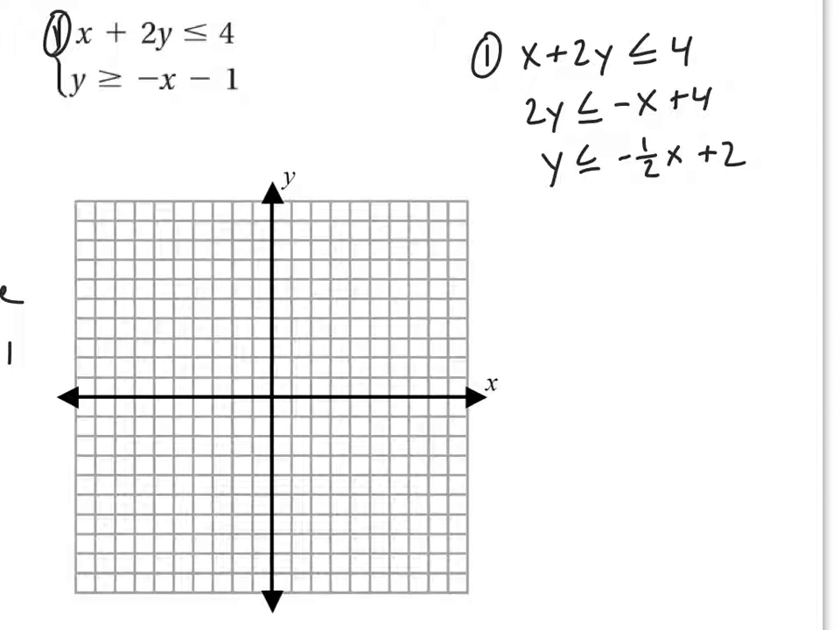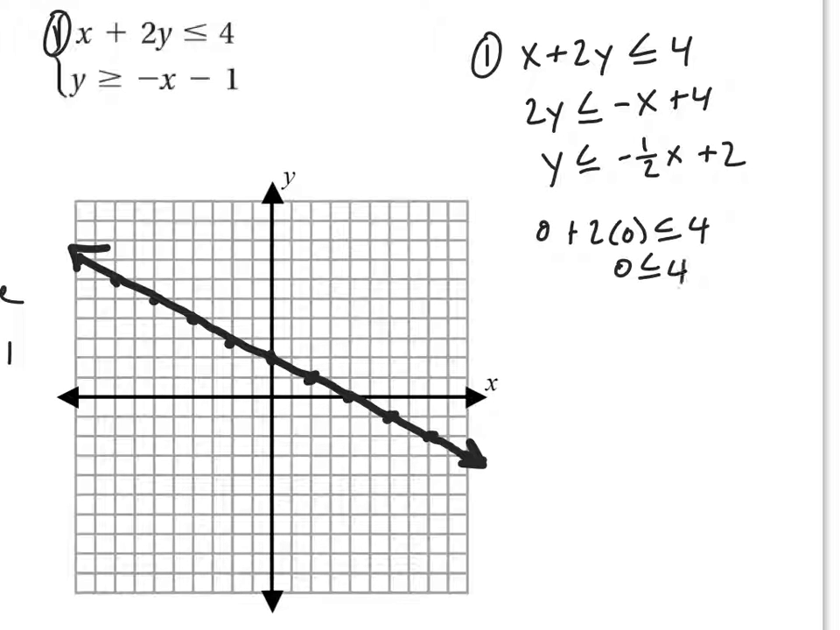We can then graph that boundary. The y-intercept is at positive 2. Slope is negative 1/2. So I'm going down 1, right 2, and up 1, left 2. All right, do I graph this with a solid or a dashed boundary? Solid. All right, and we're going to go ahead and try a test point. So 0 plus 2 times 0 is less than or equal to 4. Yep, 0 is less than or equal to 4. That is a true statement, so we're shading this side.